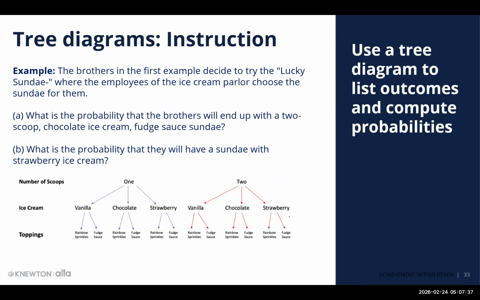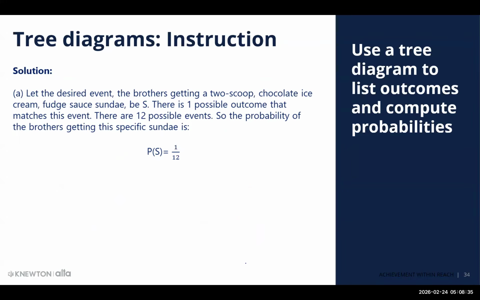So here's a theoretical probability question. The brothers in the first example decide to try the lucky sundae, where the employees of the ice cream parlor choose the sundae for them. So that's a way of saying randomness. What's the probability that the brothers will end up with 2 scoops chocolate ice cream, fudge sauce? Well, this is one among 12 possibilities, and there's 12 elements in this sample space. I began to list them, but only one of those is 2 chocolate fudge, so it's 1 out of 12. And that's, as I said, a theoretical probability.